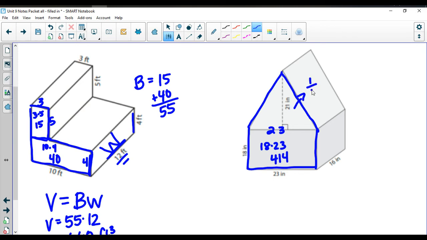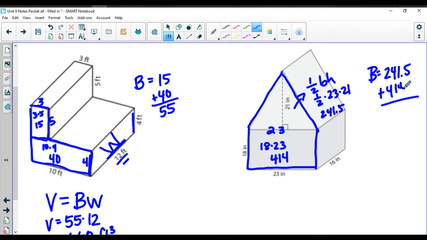For my triangle, I'm doing 1/2 times base times height. So my base is 23 and my height is 21. Multiplying those, I get 241.5. So the total area of my base is that 241.5 plus the 414. And that gives me a total base area of 655.5.